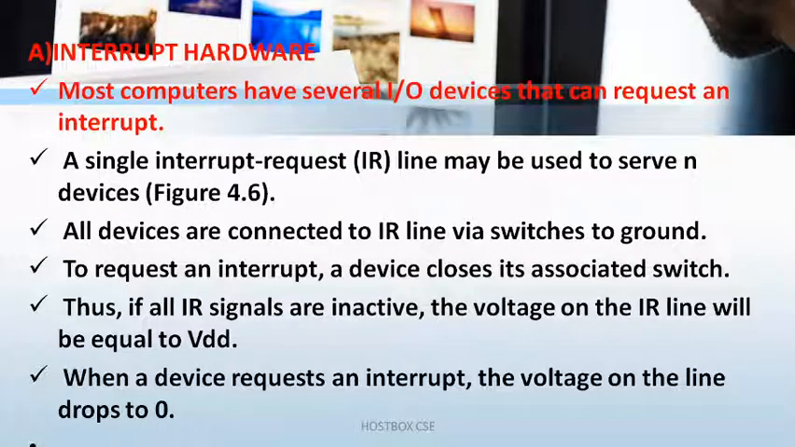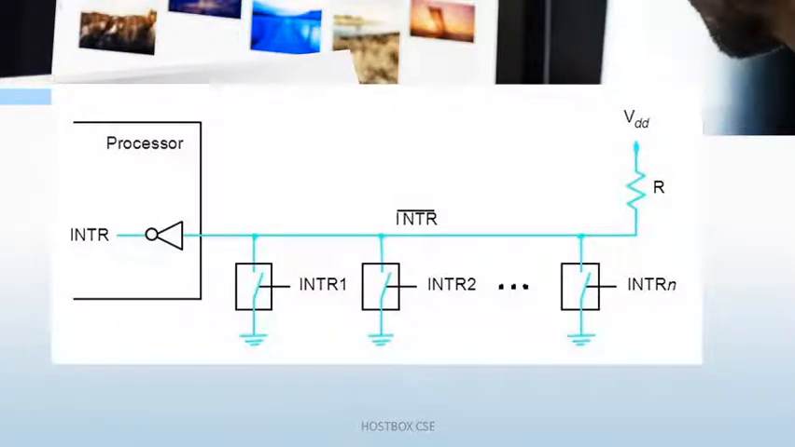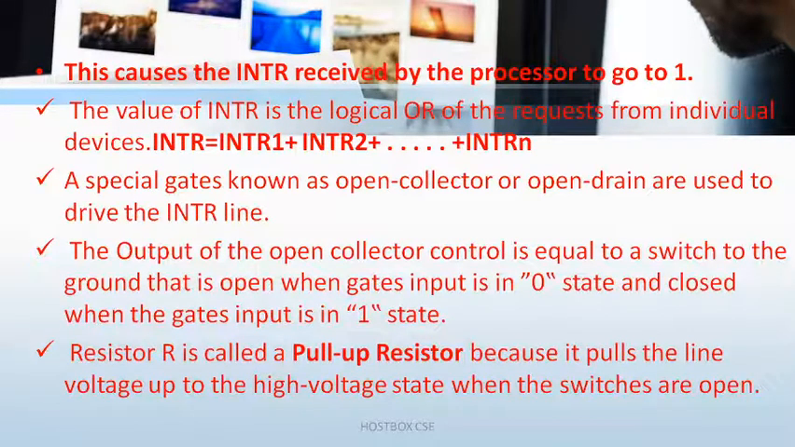To request an interrupt, a device closes its associated switch, and thus if all IR signals are inactive, the voltage on the IR line will be equal to VR. Then when a device requests an interrupt, the voltage on the line drops to 0. Remember, we need interrupts to improve the performance or efficiency of the CPU. So this is the diagram, and based on the diagram you can write it. Again, repeating, the diagram carries minimum 1 or 2 marks if you prepare for a BTech, university or any exam.